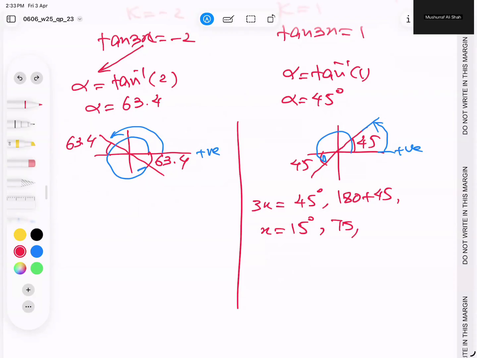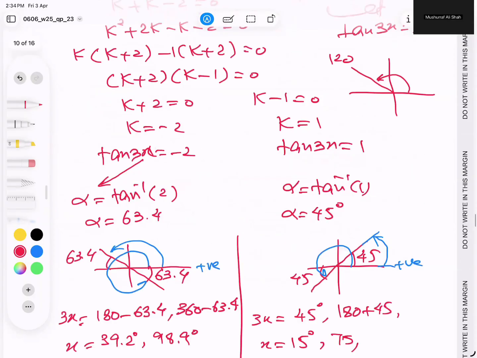First of all, my first answer is 180 minus this. So I'm writing 180 minus 63.4 and 360 minus 63.4, and dividing by 3, both values. And what answer do I get? Divided by 3, I'm getting 39.2 degrees, and 360 minus 63.4 divided by 3, I'm getting 98.9 degrees. But now, students, as I said before, we need till 120.